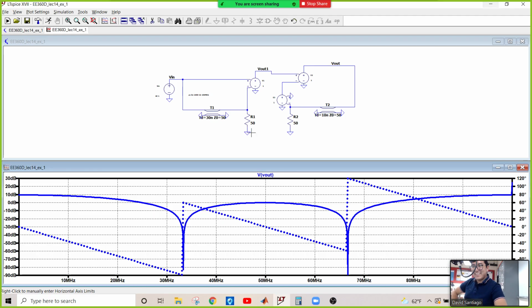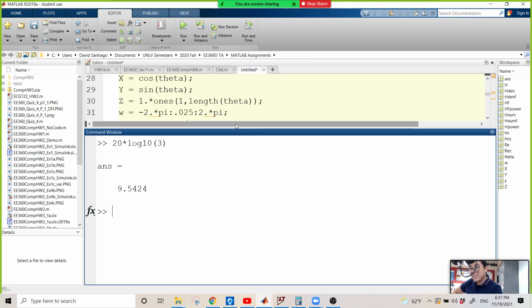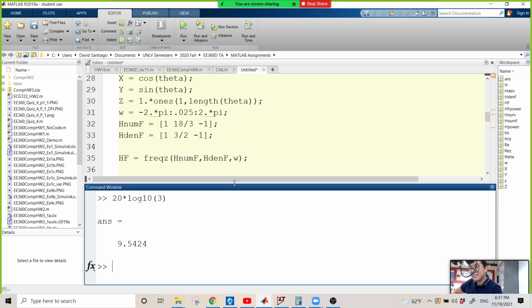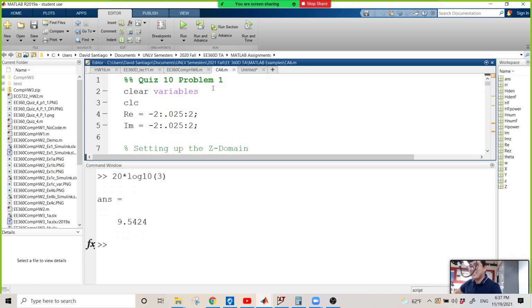And let's look at an assignment. You guys like assignments? Let me see, which one is it? Is it this one? Oh no, that's the other surprise I have for you. Quiz 10, problem 1. Oh, you see that computer assignment? Should I click on that?